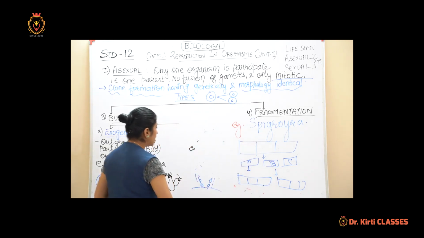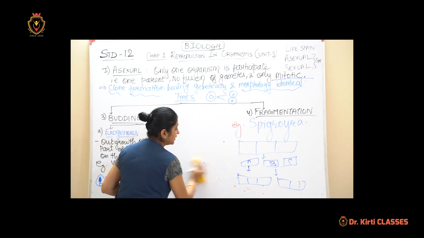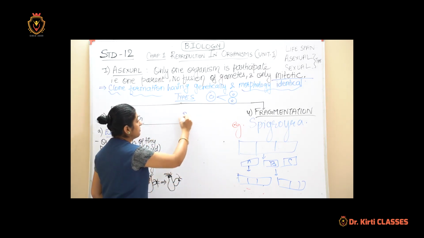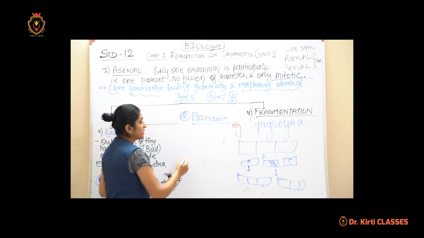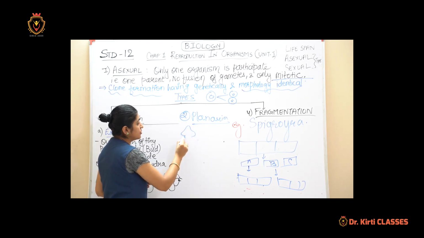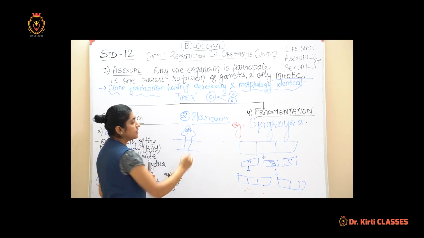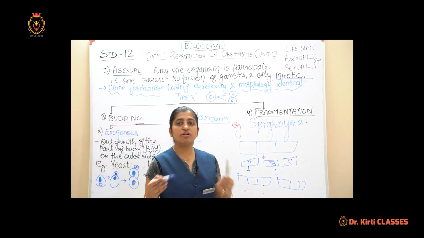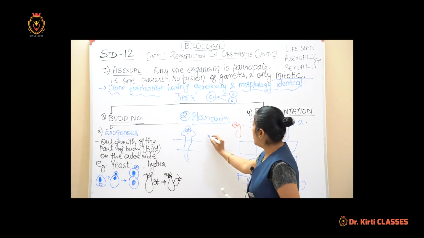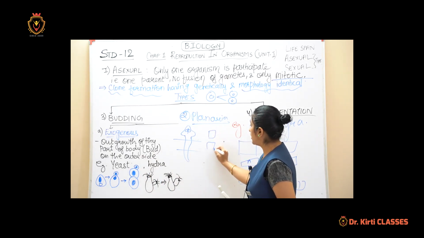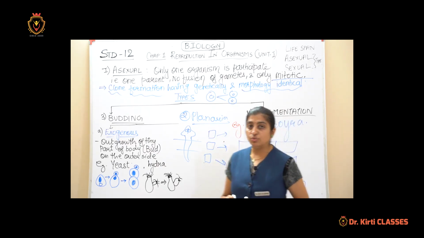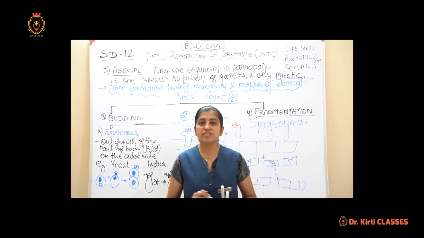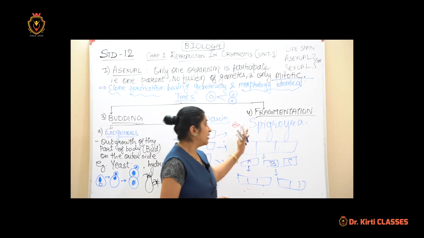Number two, of the same fragmentation type, is Planaria. Similarly, in Planaria, the same thing happens. For example, if the Planaria is divided into three parts, or into more fragments, each individual fragment will grow individually into a new one. So these are examples of asexual reproduction, that is, fragmentation.